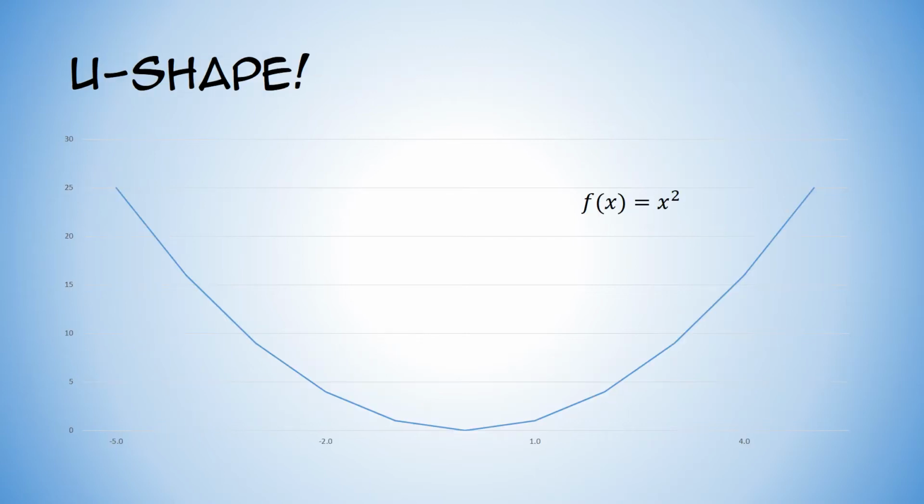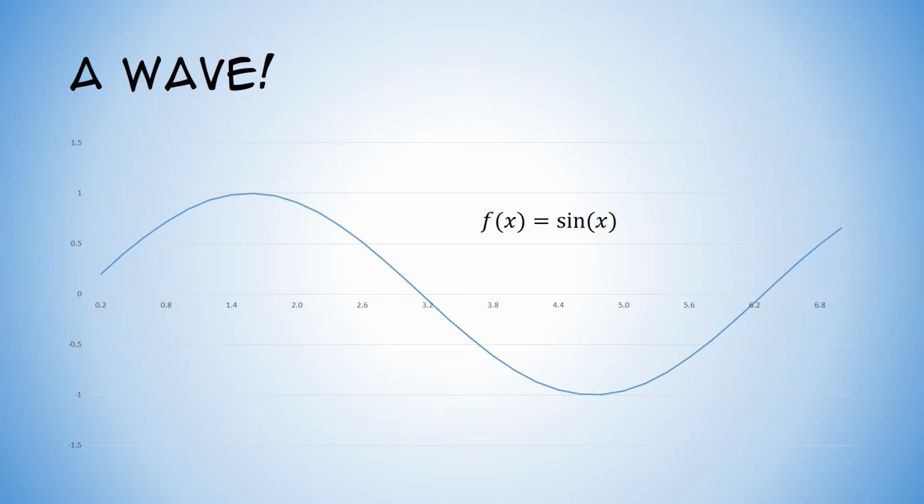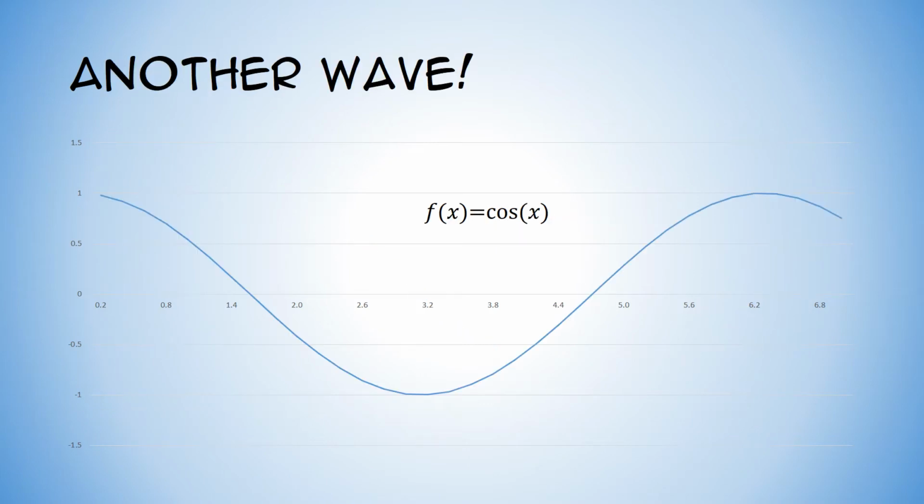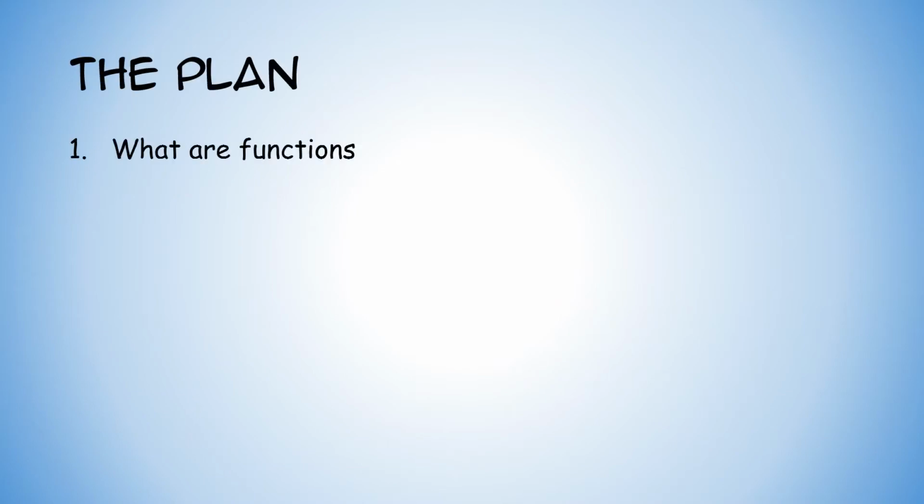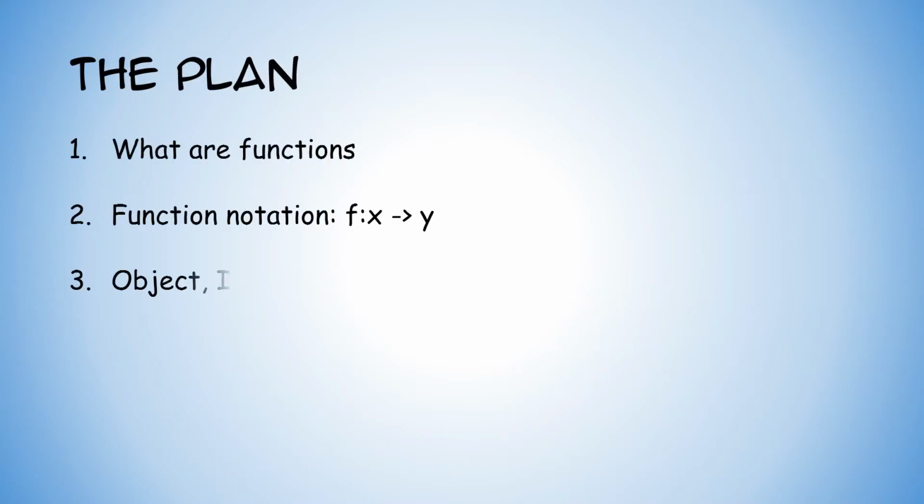How do we describe a U-shaped object? Using f(x) equals x squared. How about a wave? We use the trigonometric functions sine and cos. So in this video, we'll look at what functions are, the function notation, some new terms, and we'll close with some examples.